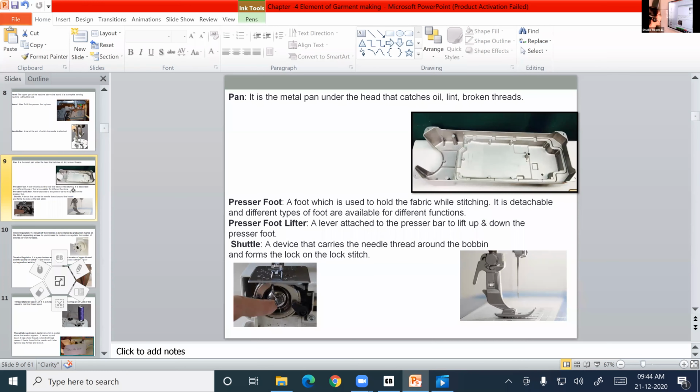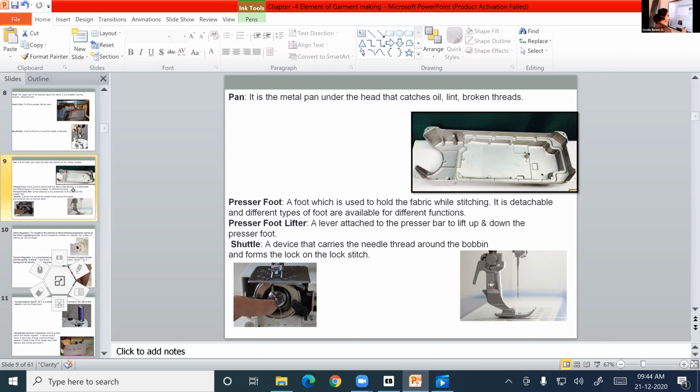The next one is the pan. It is a metal pan under the head that catches oil, lint, and broken threads. You can see this pan under the head of the machine. When you lift the machine like this, when you move the machine like this, you can see at the under part a pan like this.